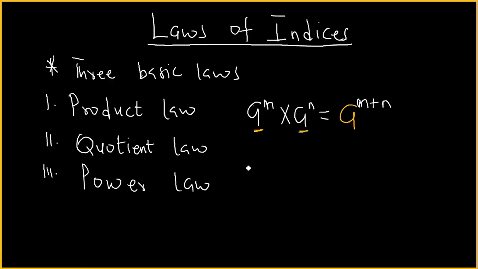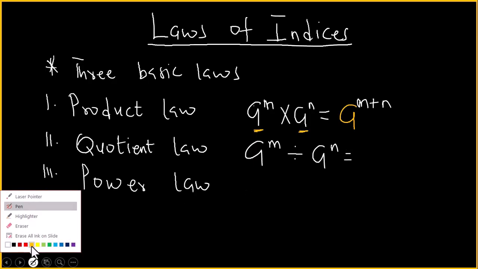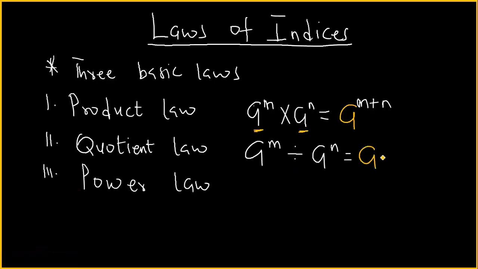With the quotient law, we have the same index form, but the operational sign in between them is division. And simplifying this, we have a to the power m. The operational sign, which is division, makes the index or exponent differ. So we have a to the power m minus n, and this is the quotient law.